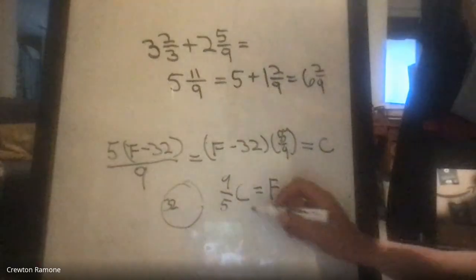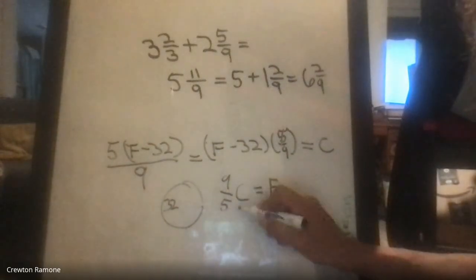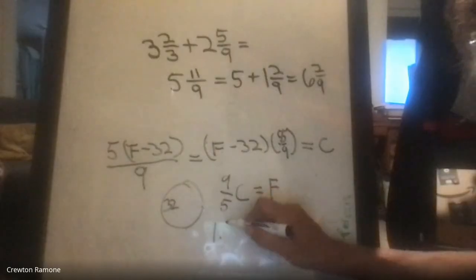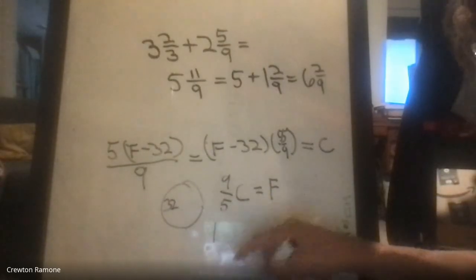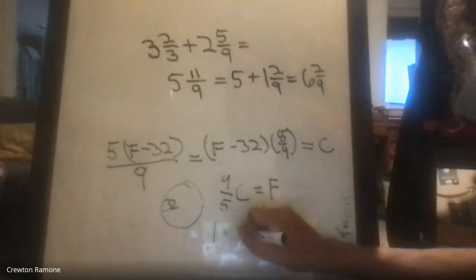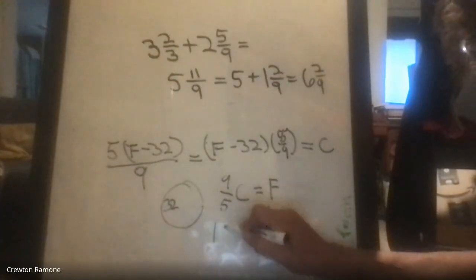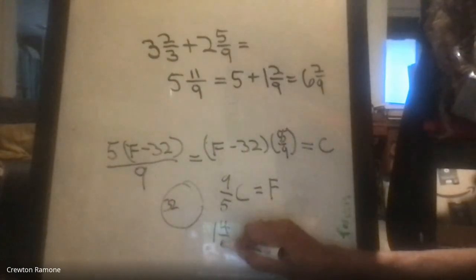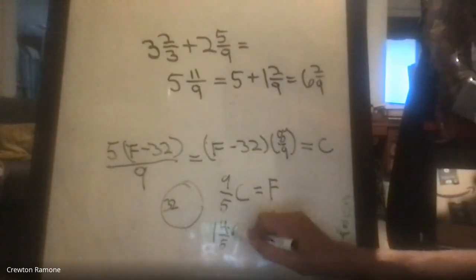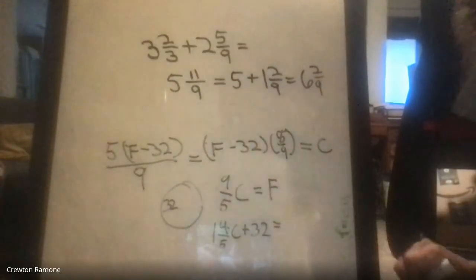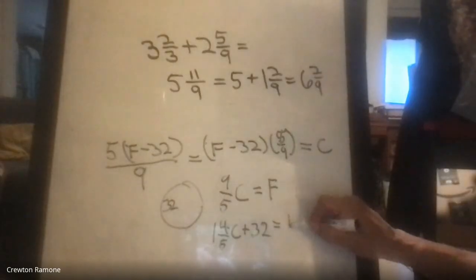So now I can say, what is this? This is 1 point. Well, actually, let's leave it in fractions. 1 in, and how many 5s in 9? 1. What's left? 4. What was I counting by? 5s. Multiply by C. Add the 32. And lo and behold, I will get Fahrenheit.